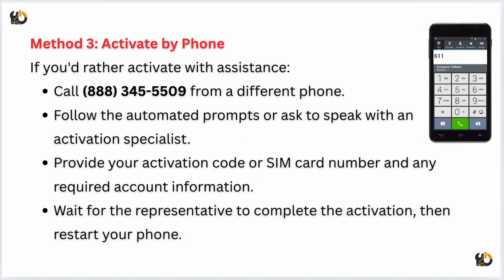Method 3, activate by phone. If you would rather activate with assistance, call 888-345-5509 from a different phone. Now follow the automated prompts or ask to speak with an activation specialist. Now provide your activation code or SIM card number and any required account information. Now wait for the representative to complete the activation, then restart your phone.